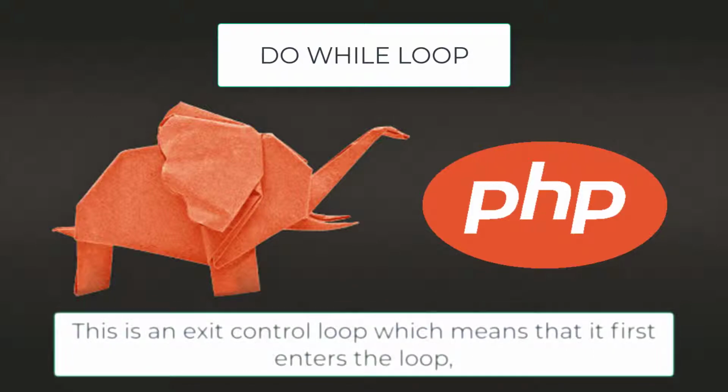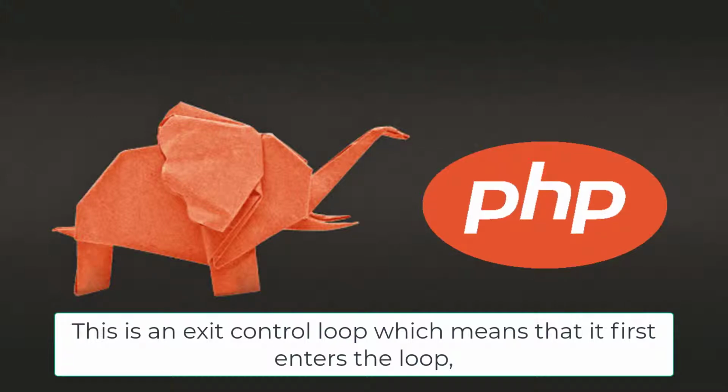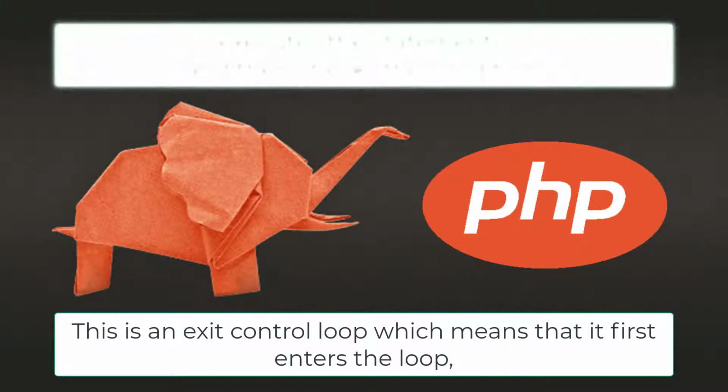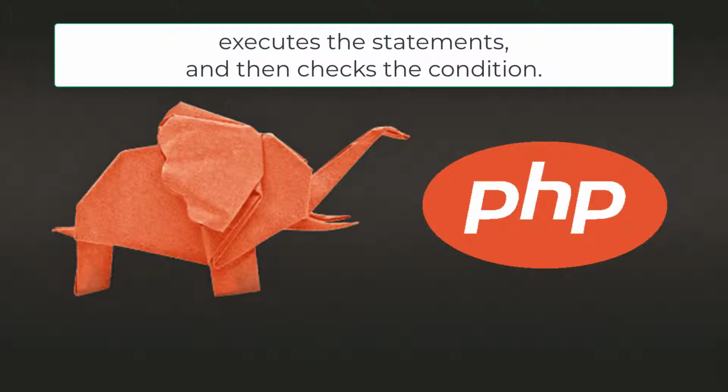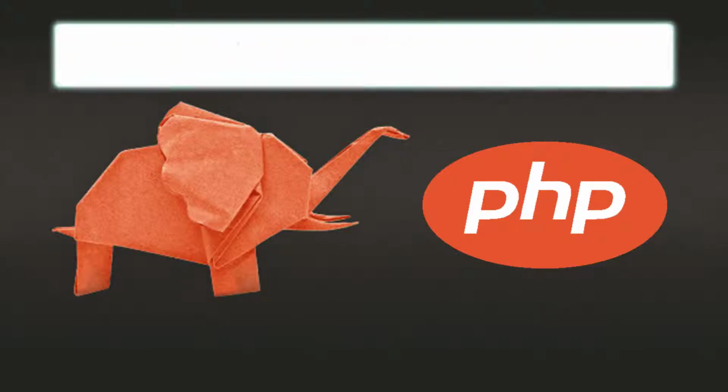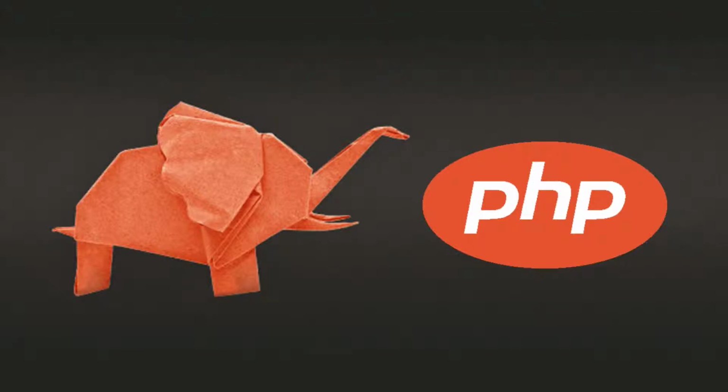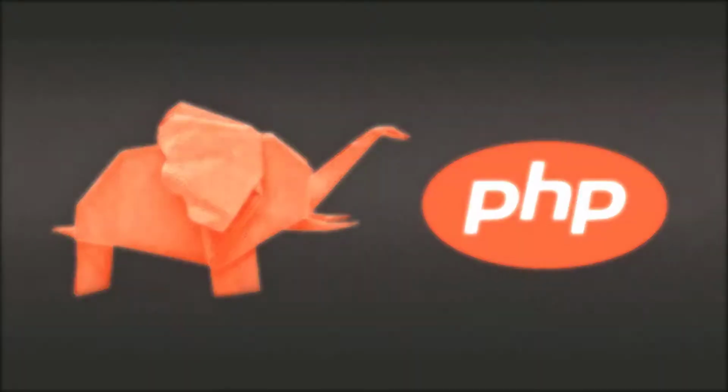This is an exit control loop, which means that it first enters the loop, executes the statements, and then checks the condition. Therefore, a statement is executed at least once on using the do while loop. After executing once, the program is executed as long as the condition holds true.